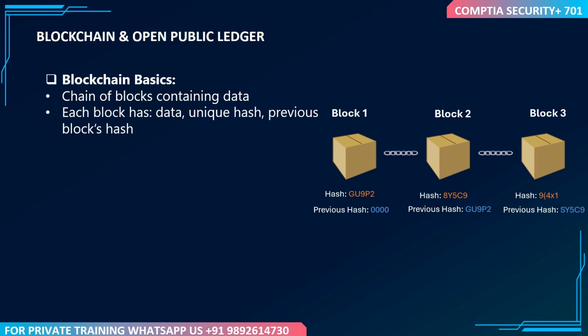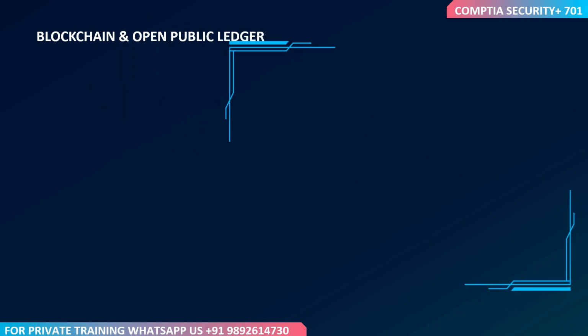Each block in a blockchain contains three key elements. First one, the data. This could be information about a financial transaction, a contract, or any other digital record. Second, the hash, a unique code that identifies the block and its contents. Third one is the previous block hash. This links the block to the previous one, creating a chain. Because each block is connected to the previous one, it becomes very difficult for anyone to change a block without affecting the entire chain.